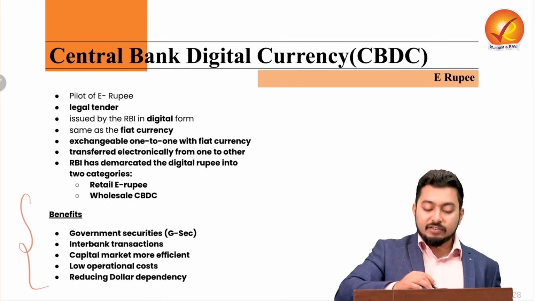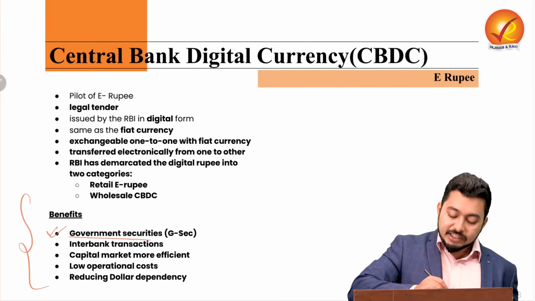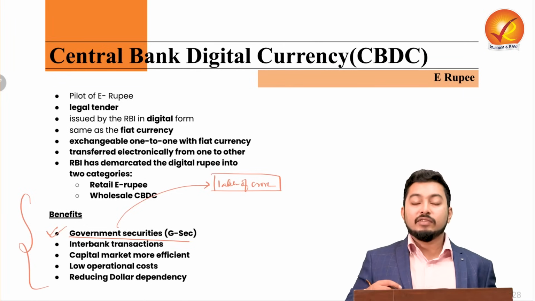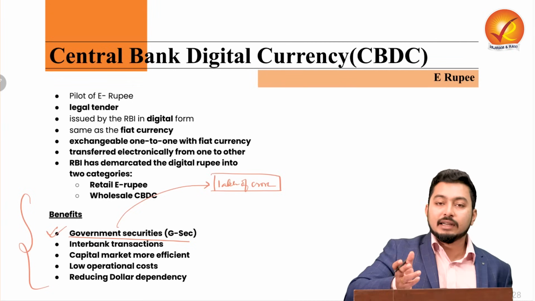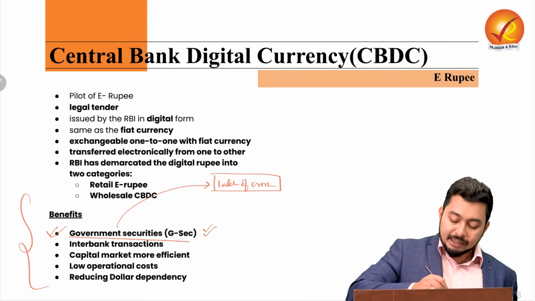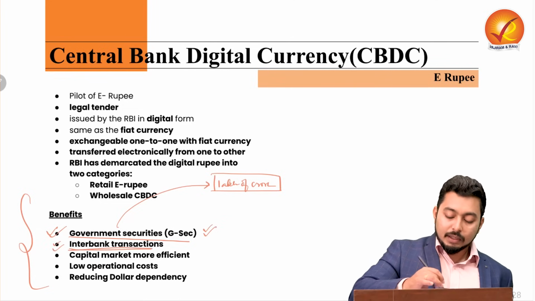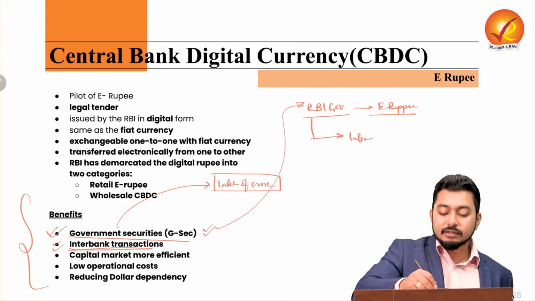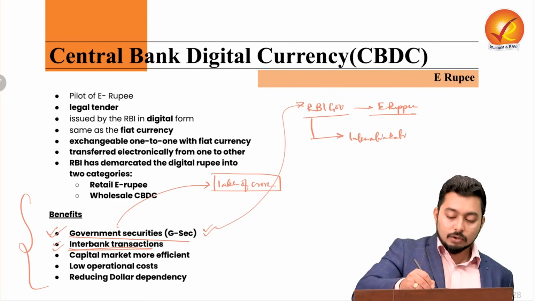But what are the potential benefits? So A, it will aid the GSEC market. Why? Because lakhs of crores of transactions will happen without even the involvement of physical cash. No use of physical cash. So directly digital assets. Then interbank transactions. And very recently, the RBI governor, on the eve of G20, is saying that this e-rupee must also be seen in light of internationalization of rupee.